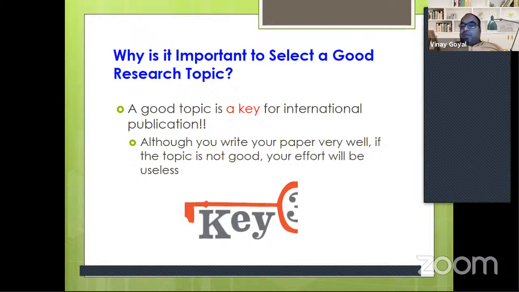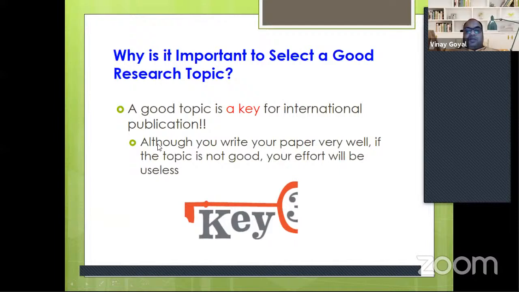A good topic is a key for international publication. Please remember that a good topic is a key for international publication. International publications will give a very high weightage to a good topic. Please take that into mind. If you do not have a good topic, your study is rejected just by reading the topic or reading the abstract. So you have to keep that in mind. Although you write your paper very well, if the topic is not good, your effort will be useless. The point is very clearly mentioned here.